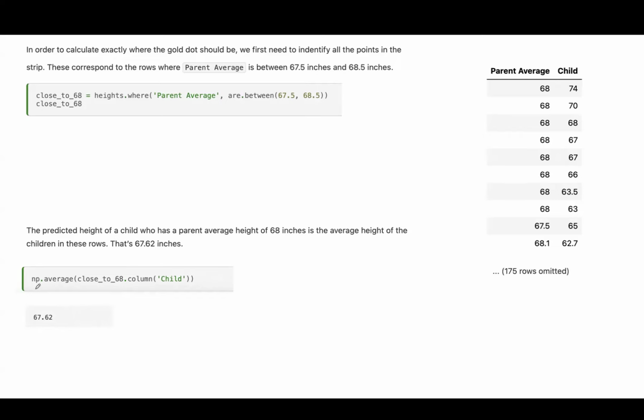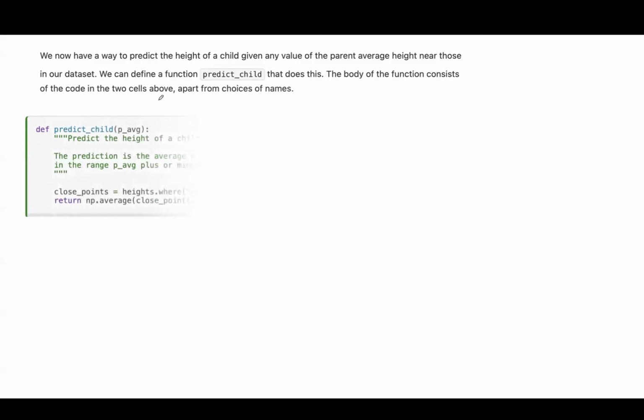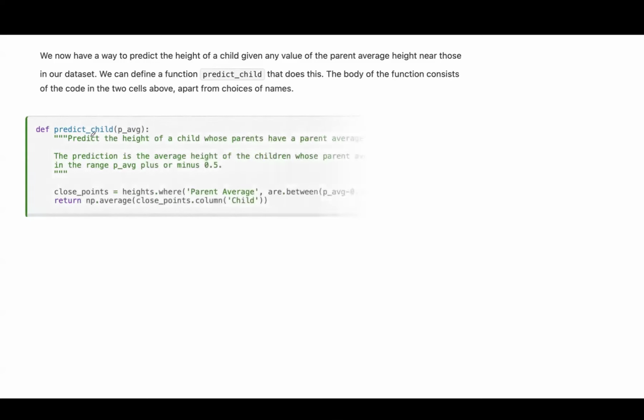We're using NumPy. We now have a way to predict the height of a child given any value of the parent average height near those in our data set. We can define a function, predict_child. Let me type it in the chat for you so you can run this in your Jupyter notebook. So the body of the function consists of the code in the 2 cells that we described in previous slides, apart from choices of names. So we basically define a function, predict_child.